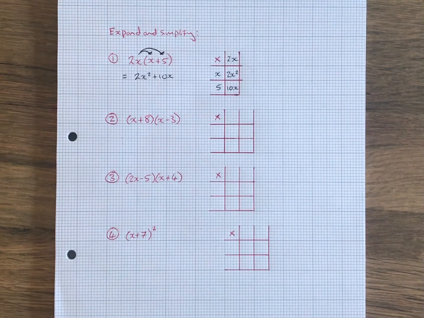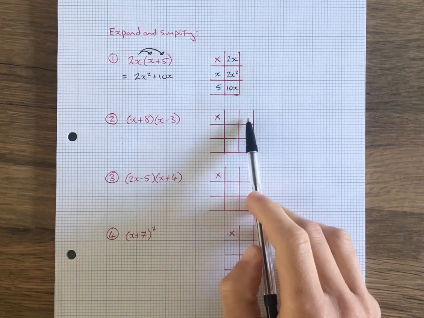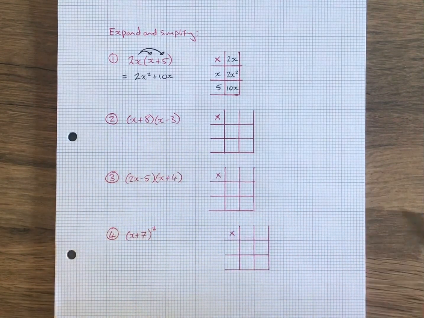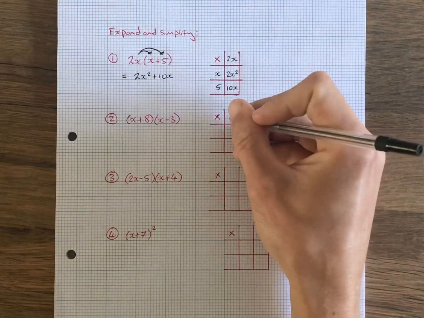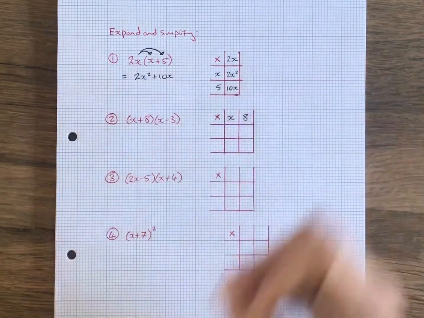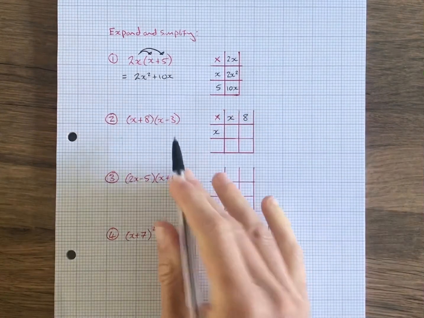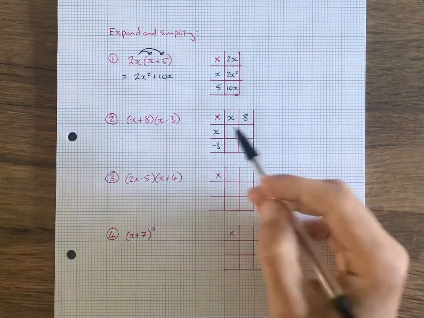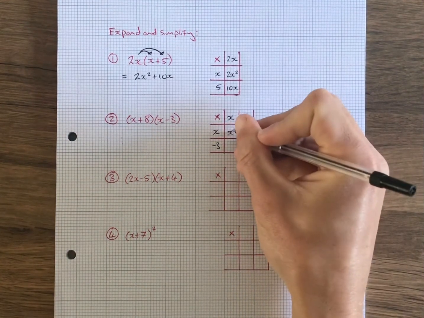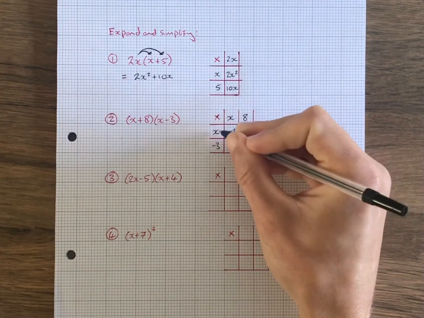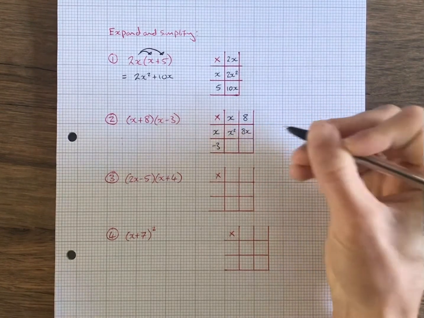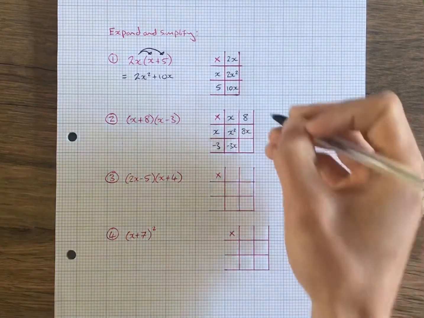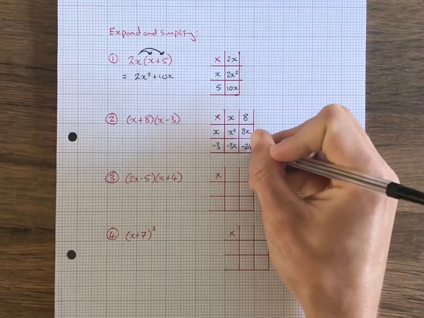The only thing that's different here is that now we have 2 columns, because we've got 2 terms in each, and we're going to separate it in that same way. So I'm going to put x and 8 at the top, and then I'm going to put x, and here, now this is -3, I will put there. We're going to fill in our grid. So x times x is going to give us x squared. 8 times x will give us 8x. x times -3 will give us -3x. And 8 times -3 will give us -24.